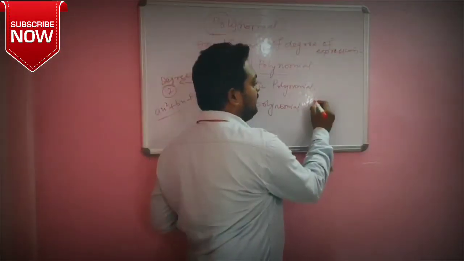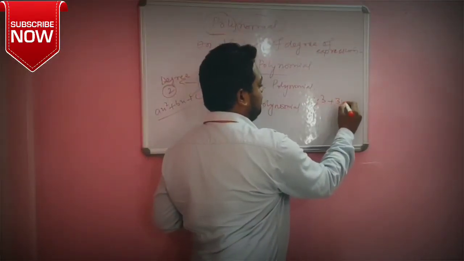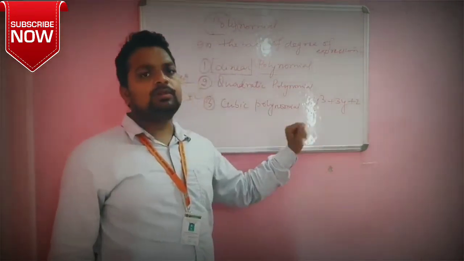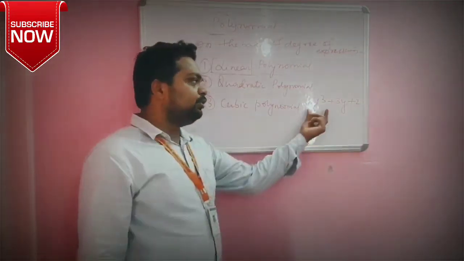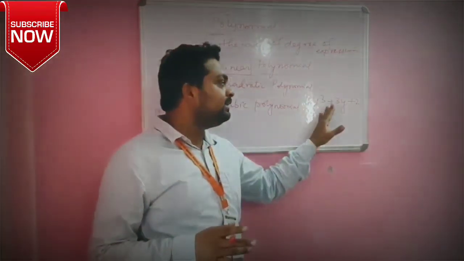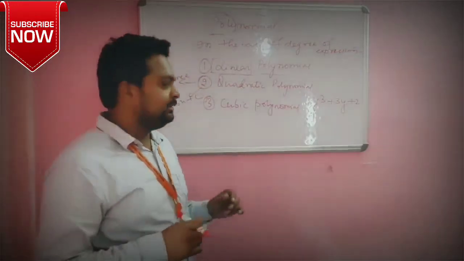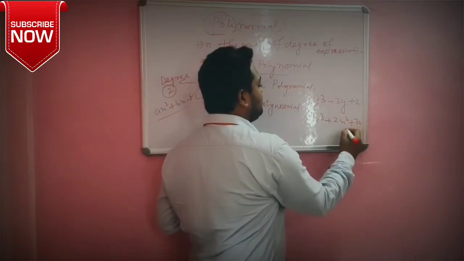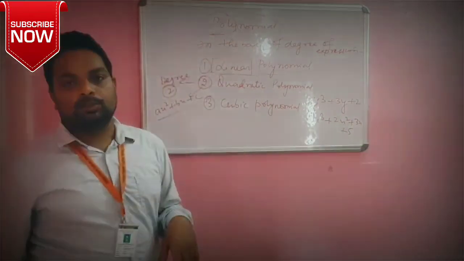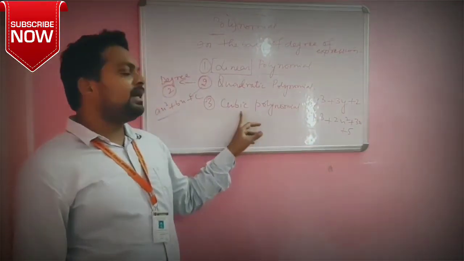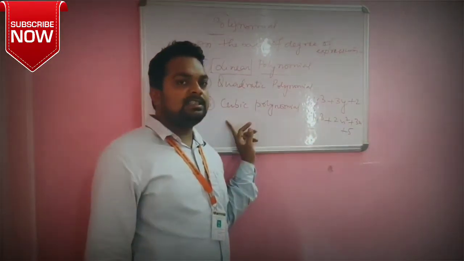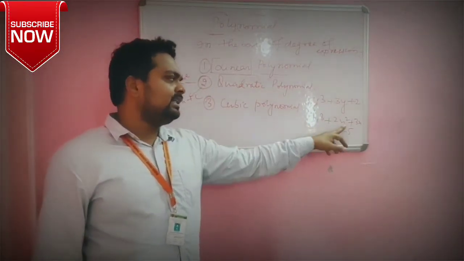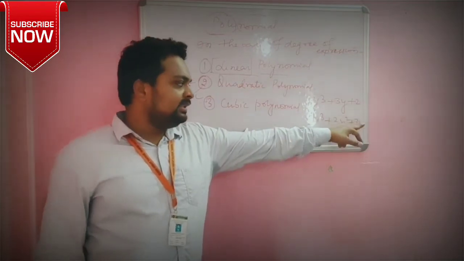Like y cube plus 3y plus 2, which has a degree of 3. So we can call it the cubic polynomial. Cubic polynomials are those polynomials that have a power of 3. So x cube plus 2x square plus 3x plus 5 can also be termed a cubic polynomial. When the highest power of the variable is 3, it can be termed a cubic polynomial, and it doesn't matter whether it has the square power or single power or not.